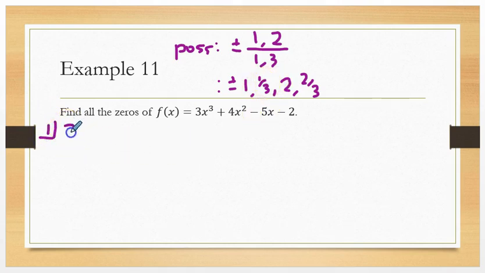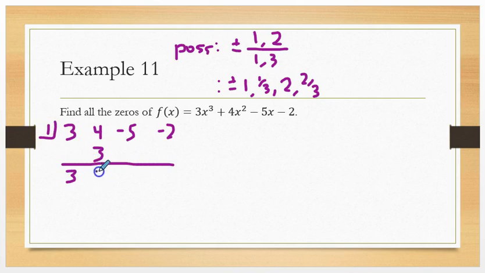And my coefficients are 3, 4, negative 5, and negative 2. The first number comes straight down, and then I multiply, add, multiply, add, multiply, and add. The more you do this, the better you'll get at picking numbers that will work correctly, but for now you probably just want to go through in order and be as systematic as you can with this. So here I got my remainder 0. Since 1 was the solution that worked, that means my factor is x minus 1.